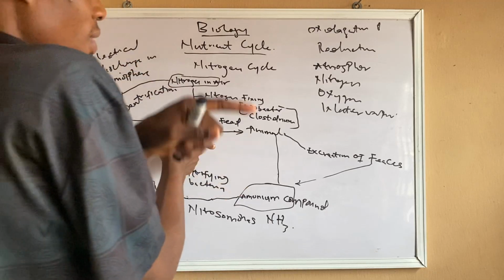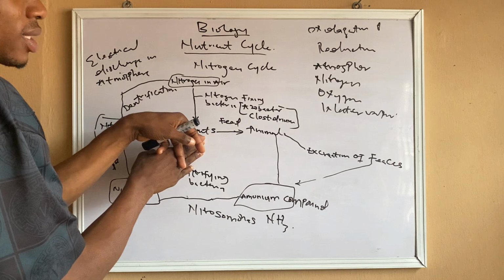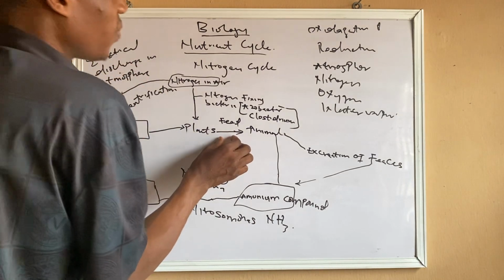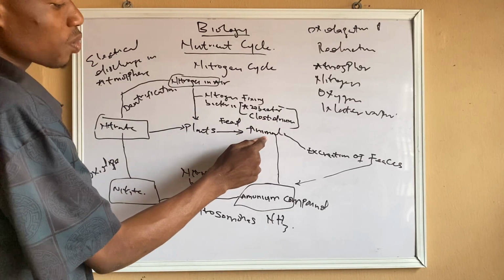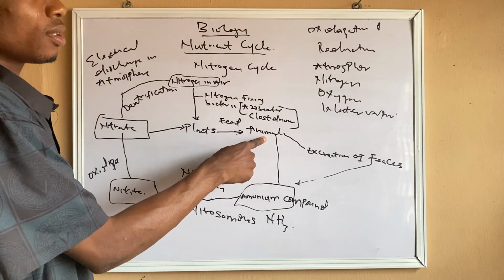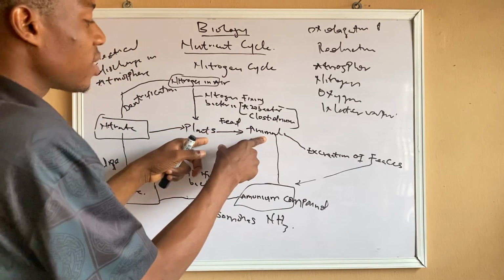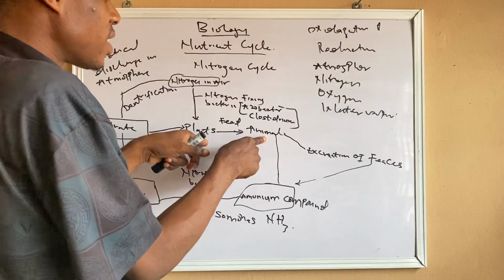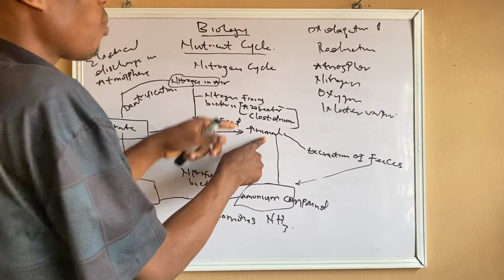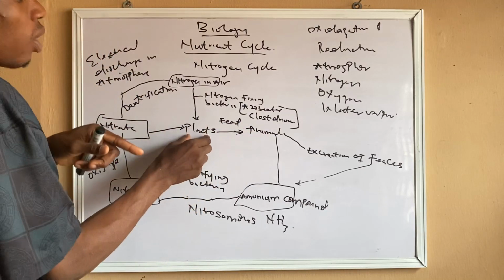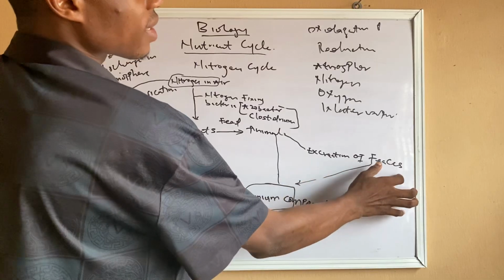Then naturally, it is normal for an animal to feed on this plant. Once an animal feeds on the plant, this nitrogen in the plant is absorbed by the animal. And don't forget that whether it is protein being absorbed, or carbohydrate, or any form of food, once the animal feeds on this particular plant, it gives us the excretion of feces.